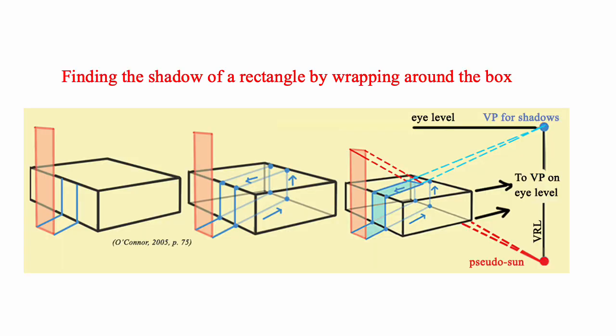This is front lighting to find the shadow of a rectangle. So the pseudo-sun is down here, and the light rays go down to the pseudo-sun. The vanishing point for shadows is on eye level, and you can see all these lines go to that vanishing point. So this shadow line is not parallel to the box. It goes vertically up and then across to the shadow vanishing point and down, and where it intersects the light is the end of the shadow.